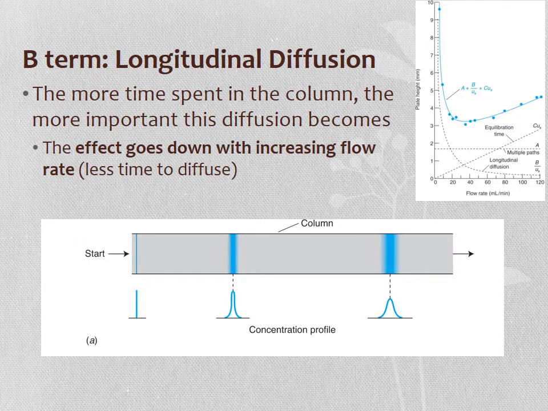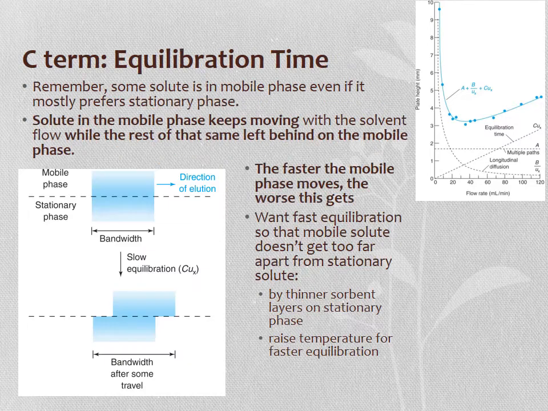The second term, the B term, is that longitudinal diffusion that I talked about. The more time that you spend in the column, the greater the diffusion will be. And so if you spend less time by going through at a faster flow rate, then that's great. So as you increase the flow rate, right? So here's our increased flow rate. Then you're dividing by the flow rate, and you're able to get less of this diffusion because you're simply not lingering in the column as long.